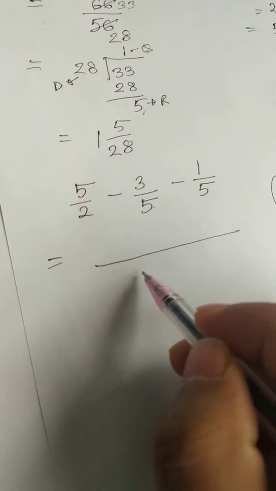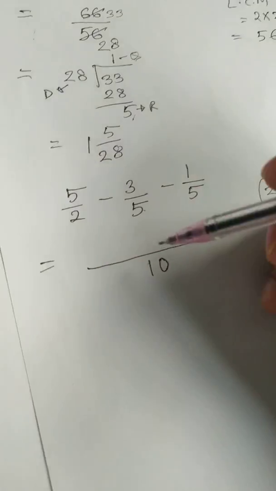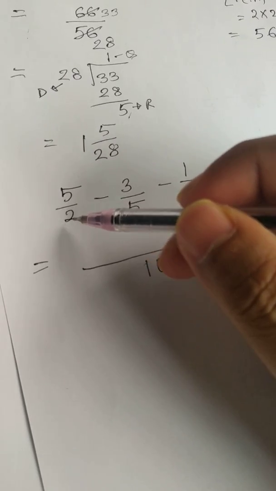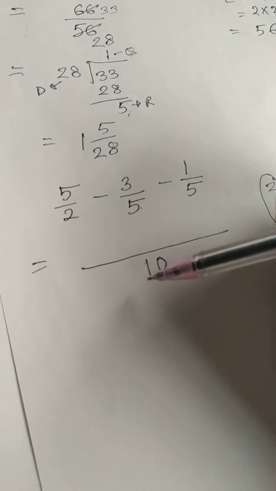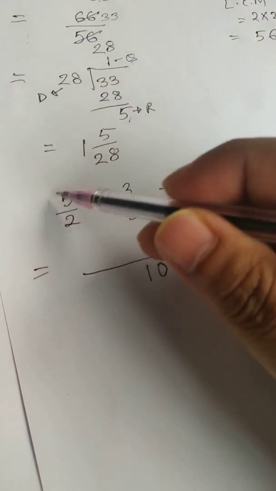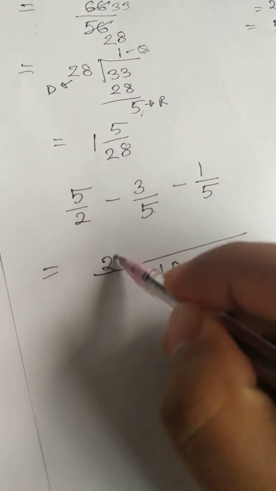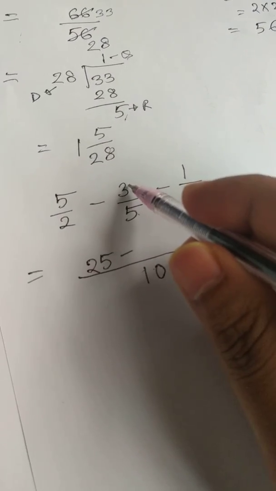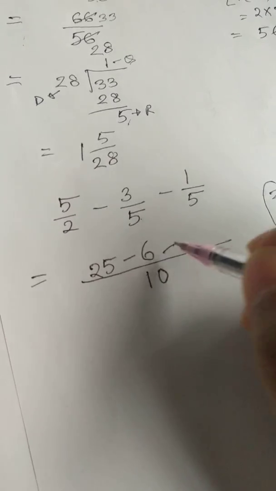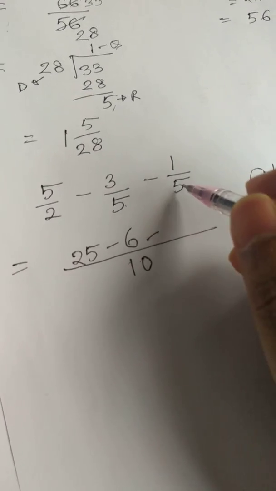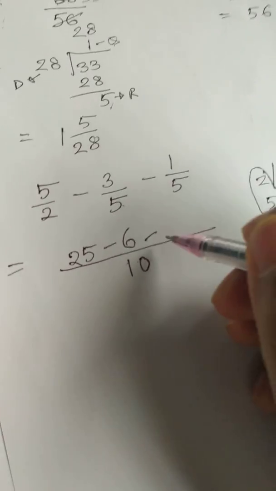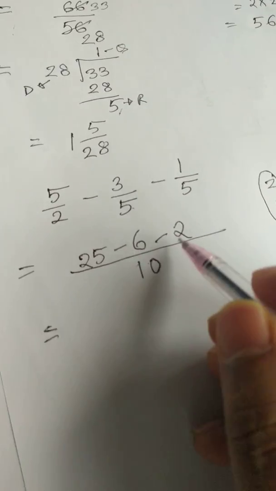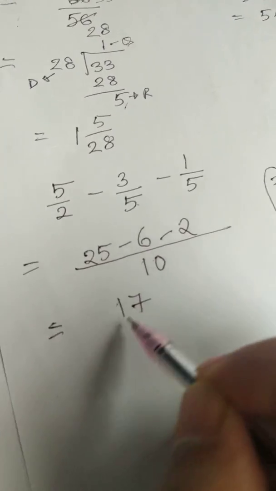Now we just draw a straight line. Then 10 divided by 2 is what? First we divide the LCM with the denominator, then we multiply it with the numerator. So 10 divided by 2 is 5, then 5 into 5 is 25. Similarly, 10 divided by 5 is 2, then 2 into 3 is 6. Similarly again 10 divided by 5 is 2, 2 into 1 is 2. So now 25 minus 6 is 19, 19 minus 2 is 17, so we get 17 by 10.